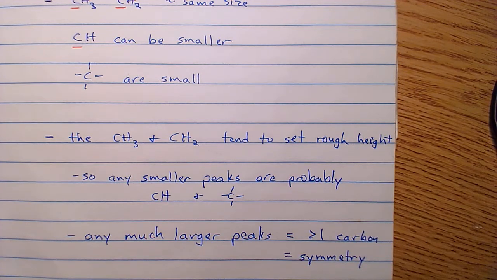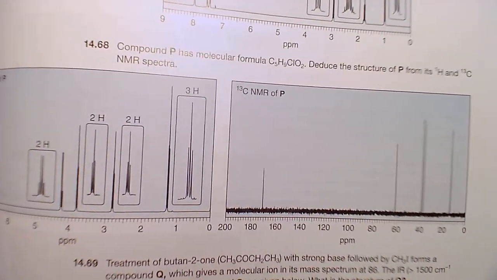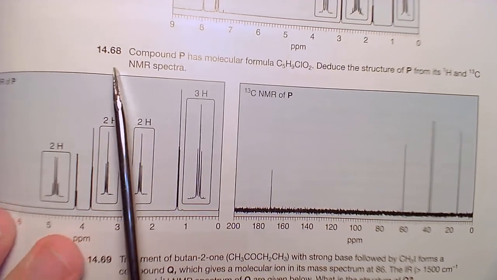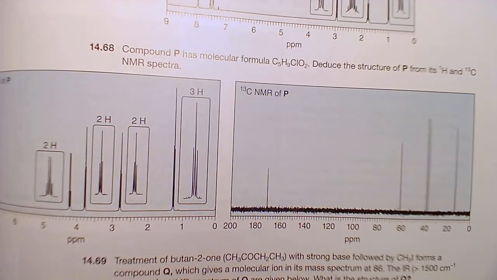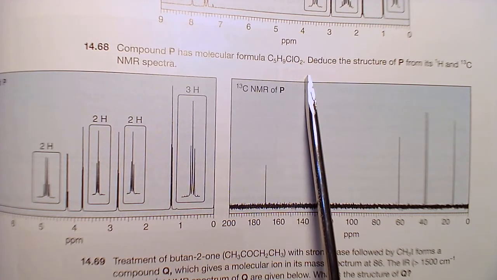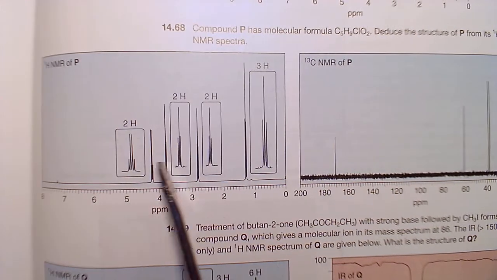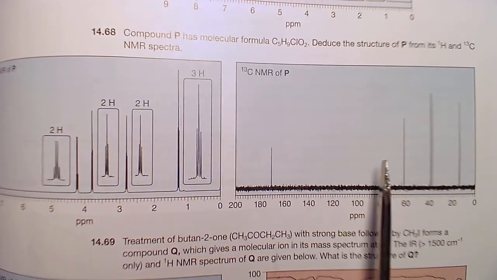Okay. So let's look at an example of this, and this is in the Smith textbook. Look right here, problem 14.68. We have a compound with molecular formula C5H9ClO2, and here's its proton spectrum right here. Here's its carbon-13 spectrum.